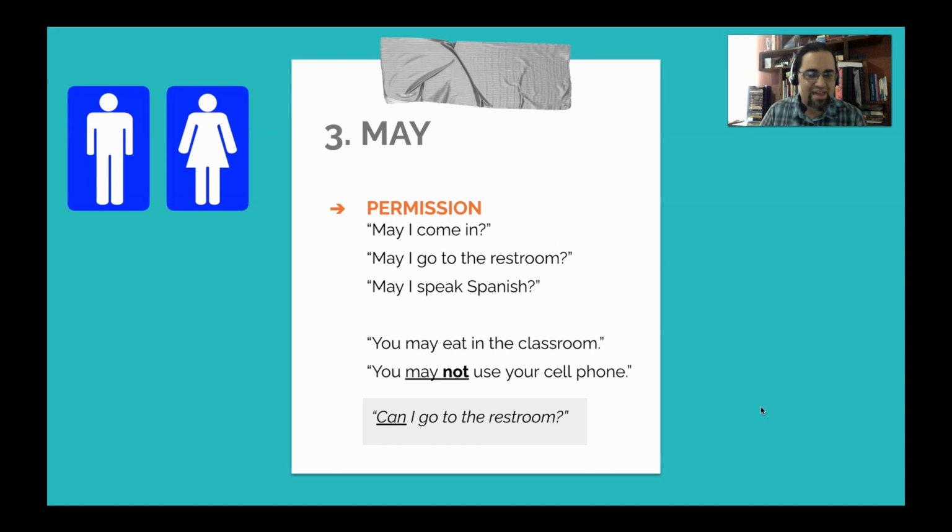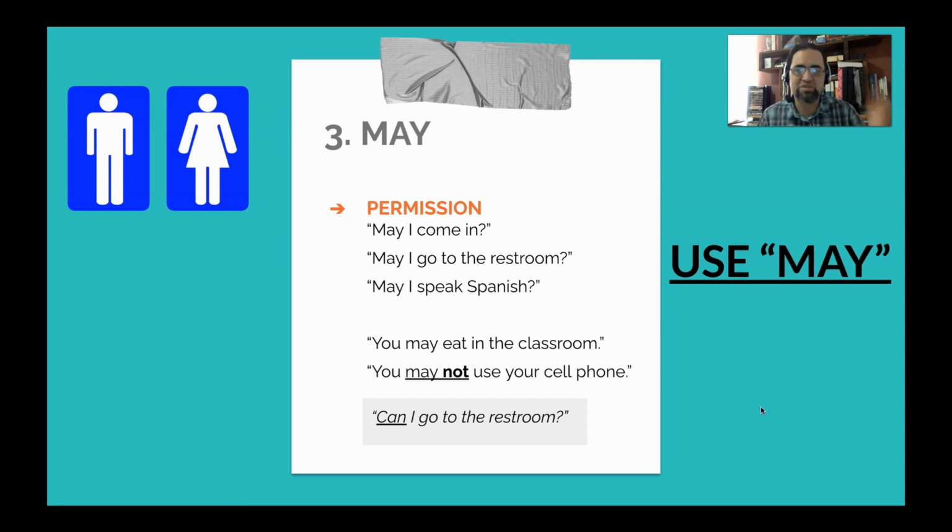You have probably heard that sometimes we use can for permissions. To be honest, it's not really that big of a problem. It's not really a problem, but I strongly recommend you to use may for permission. If you want to ask for permission, use may.